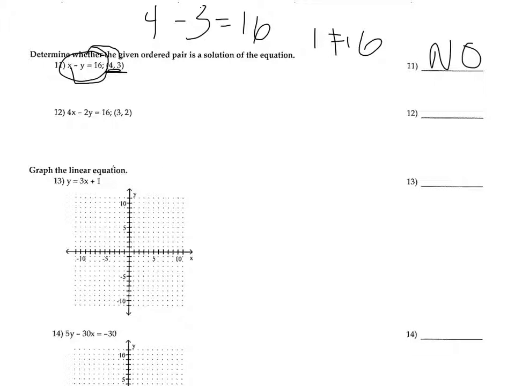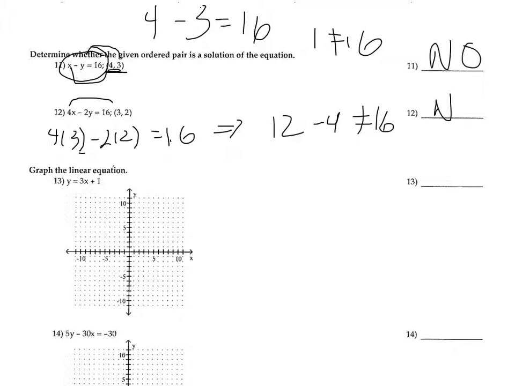So checking the second one, plugging the x in for the x, 4 times 3 minus plugging the 2 in for the y, 2 times 2. Does that equal 16? Well, 4 times 3 is 12. So this is 12 minus 4, which is not equal to 16. So no, this is not a solution either, which once again means that this ordered pair 3, 2 is not on the graph of that line.